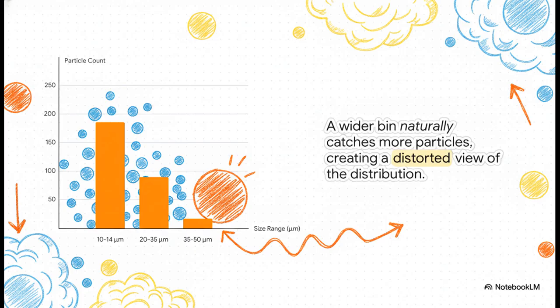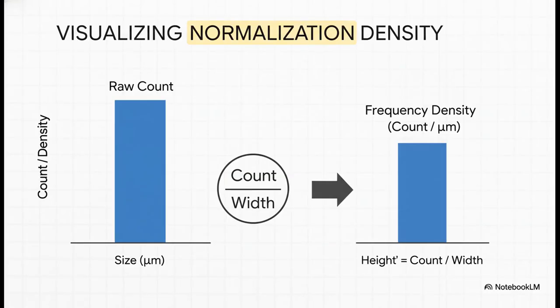So you take that table and you plot it as a simple histogram. And here's where the problem shows up. See how the bars have different widths? A wider bin is naturally going to catch more particles, just because it covers a bigger range, so its height makes it look more important than it really is. This is not a true picture of the distribution at all. It's distorted. And here's the fix.